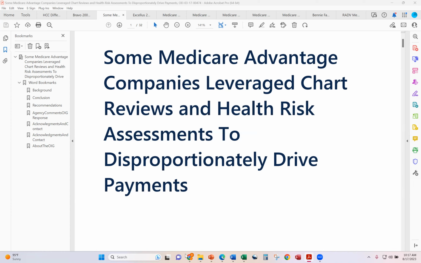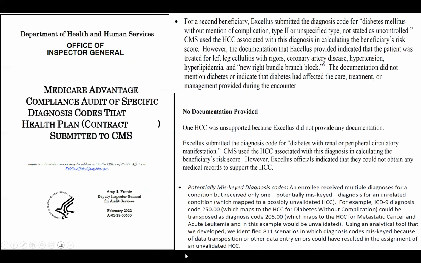Right now there's a bill in Congress that, if it's approved, if it becomes law, will prohibit chart reviews, and that's because of the abuse that has gone on in risk adjustment for the 20 years that it's existed. Okay, so that brings me to my next slide here.